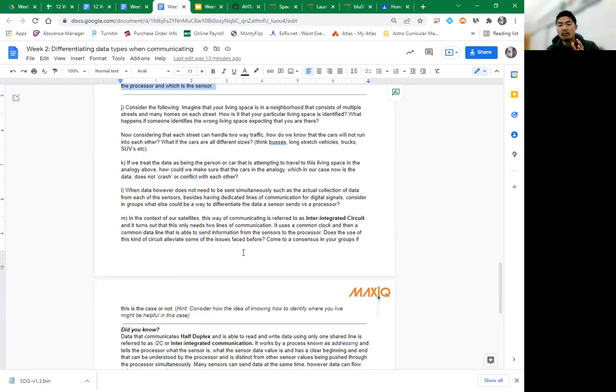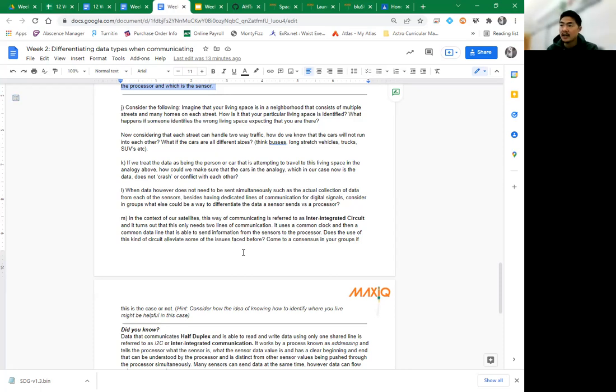So if we know what is coming from each house and what is going to each house, we can split up and utilize this analogy to think of the cars themselves as the actual data bytes, or the strings of data that are telling us what the sensors are collecting.